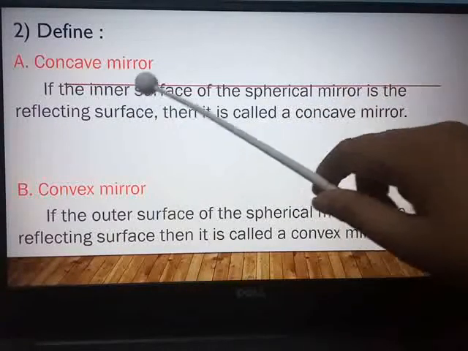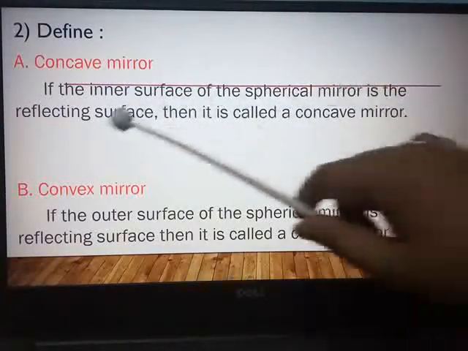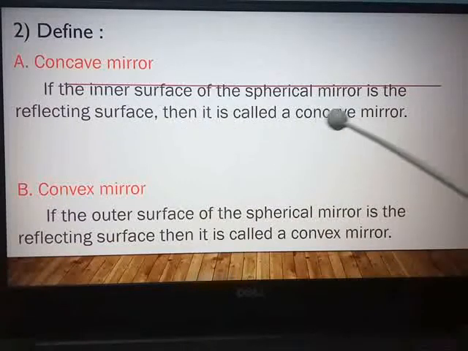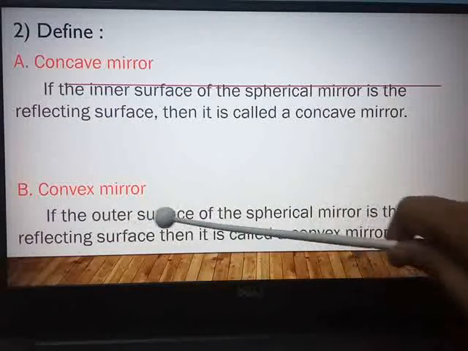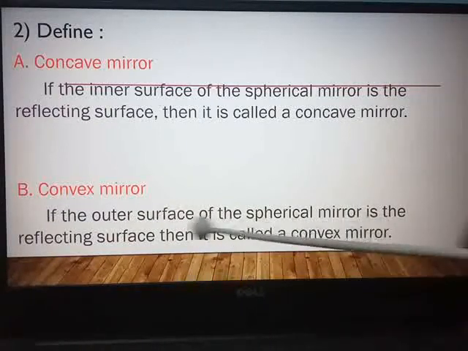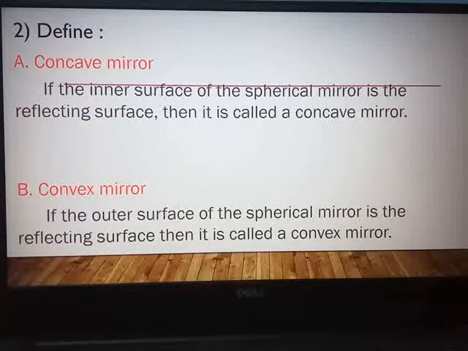If the inner surface of the spherical mirror is the reflecting surface, then it is called a concave mirror. Right below it you have, if the outer surface of the spherical mirror is the reflecting surface, then it is called a convex mirror. Here we end with definitions.